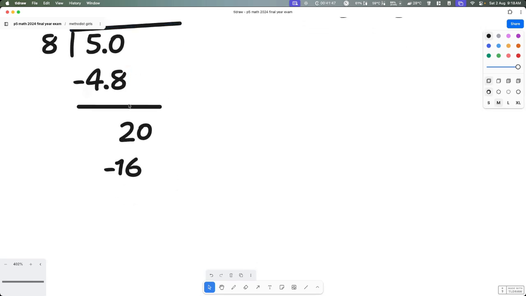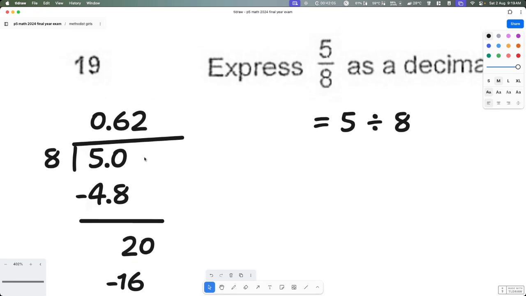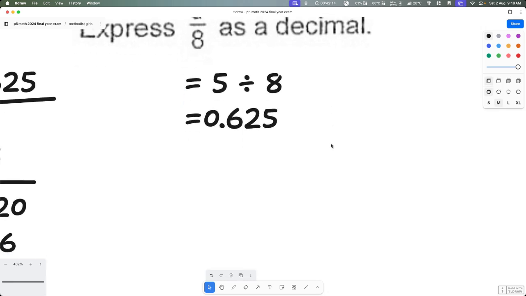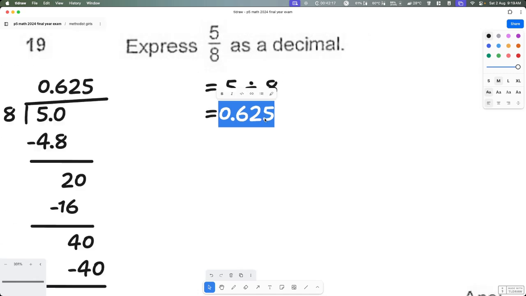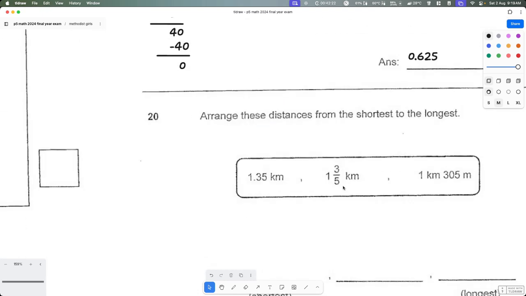And then this will give us 4. We get another 0, and luckily we can have 40 minus 40. This will give us 0 over here. So what is 40? Which is 5 times 8. So with this, the answer is 0.625. That's the answer, 0.625. There you go.